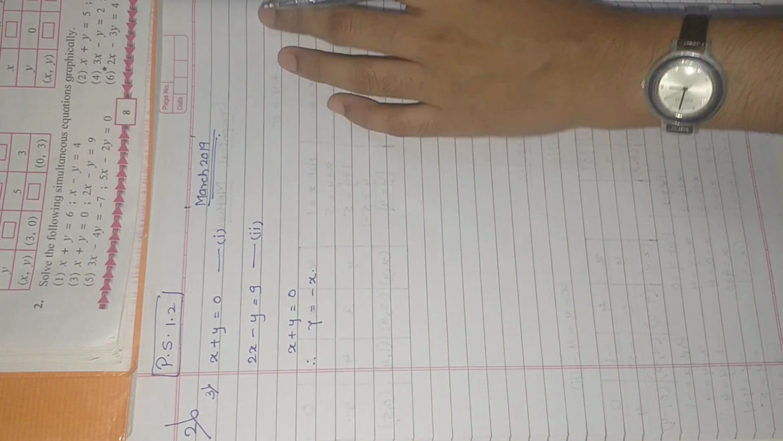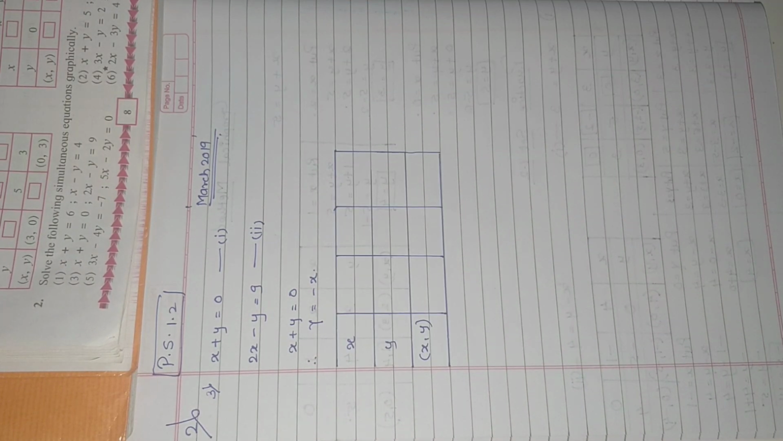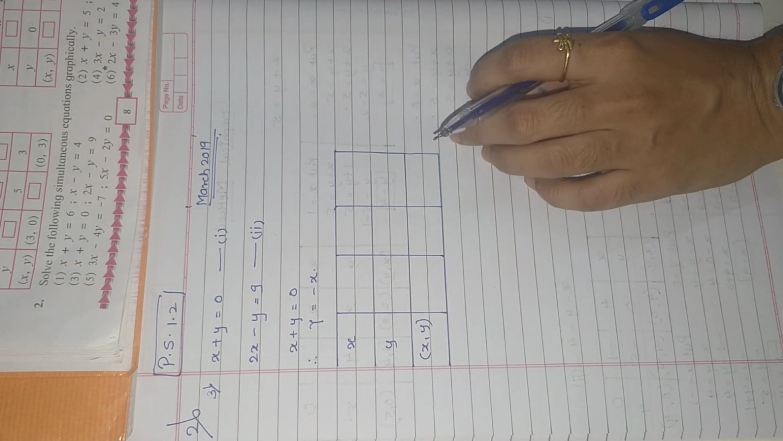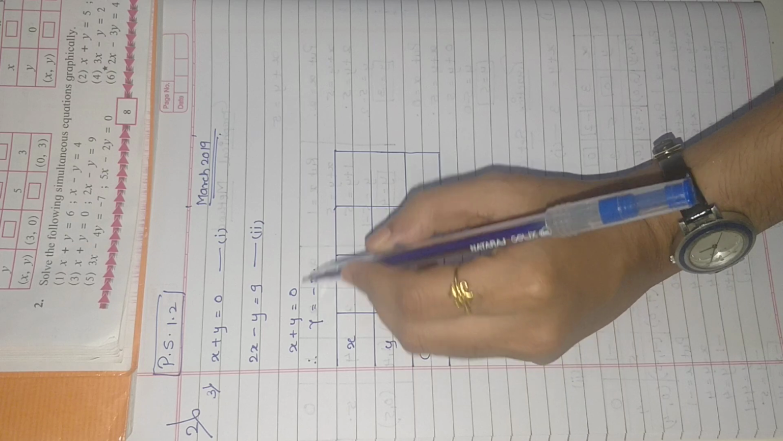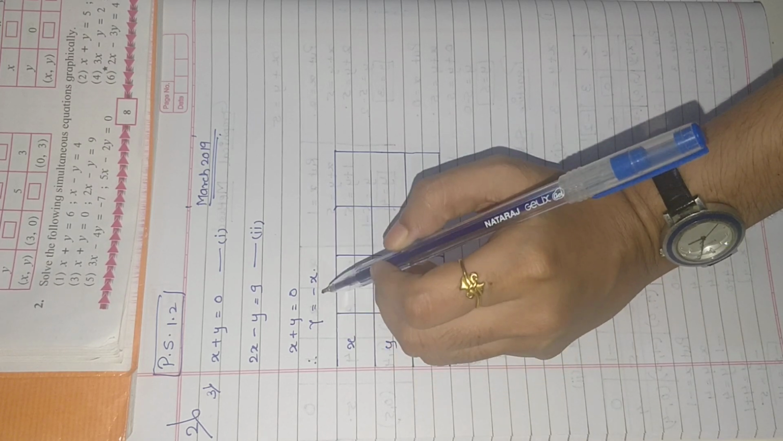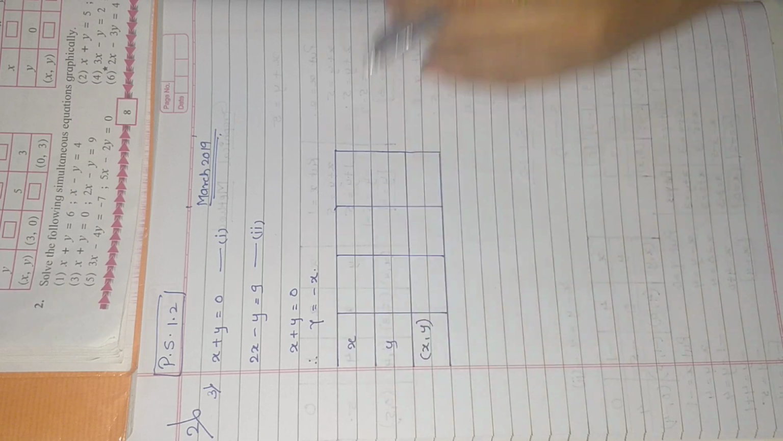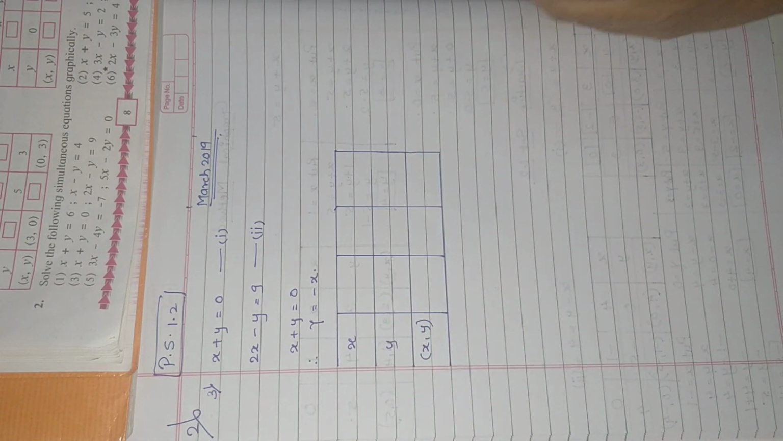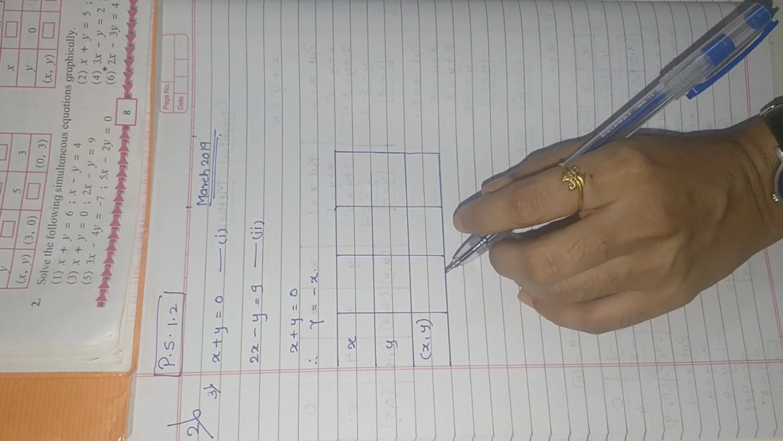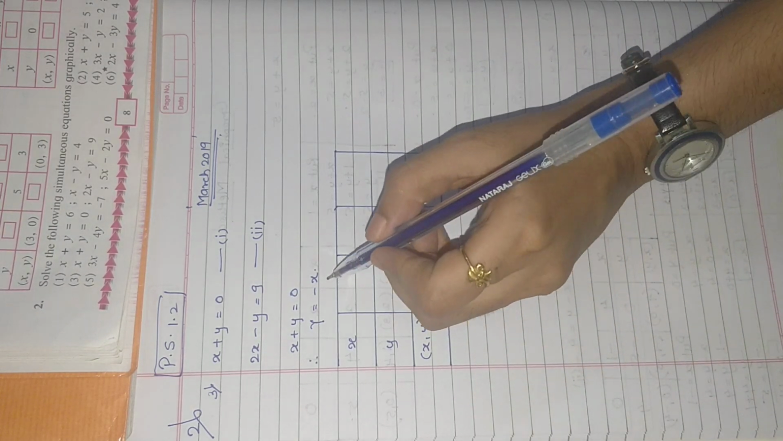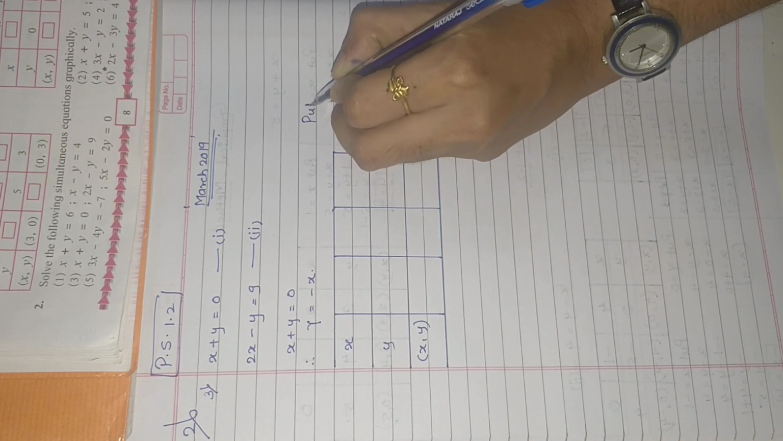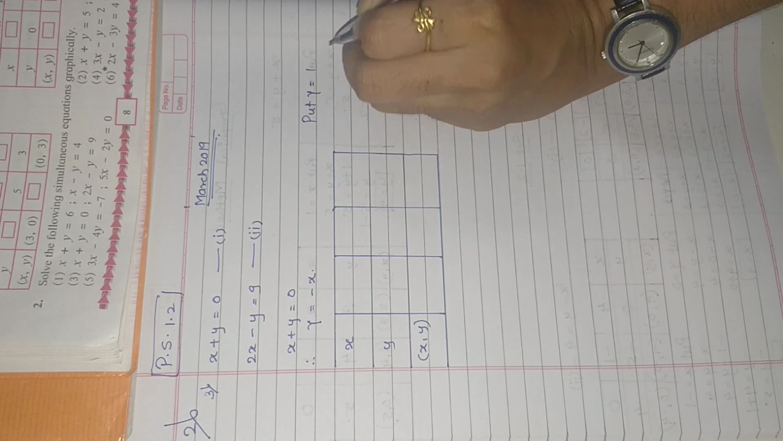Let's see. You need to draw a table like this. Now you may think, why have I done this? y is equal to minus x. This makes your solving easier. I'll assume y as some number, whatever it may be, so that you will easily get the value of x. So I'll put y as 1.